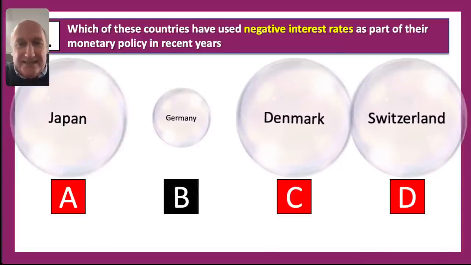Technically, the ECB did dally. They dallied. I love that word, by the way. They dallied with negative interest rates for a very, very short period of time, although it was only one specific interest rate rather than the one main policy rate. Japan, Denmark, Switzerland have all used negative interest rates. Worth in your revision notes just having one or two examples of countries that have gone below the floor, below the nominal floor, and gone for negative interest rates. And hopefully that gives you some examples there.